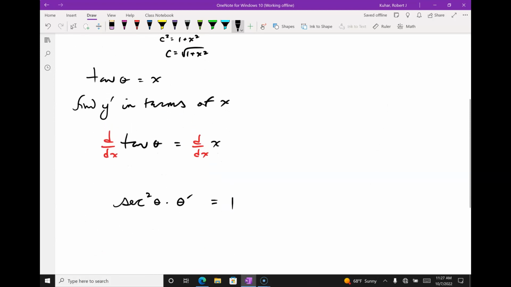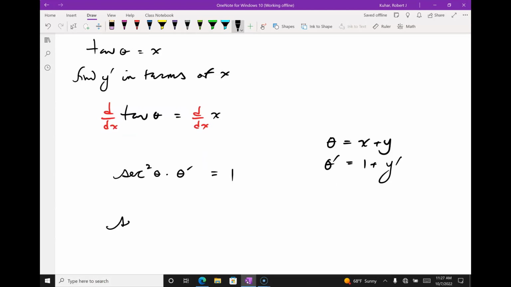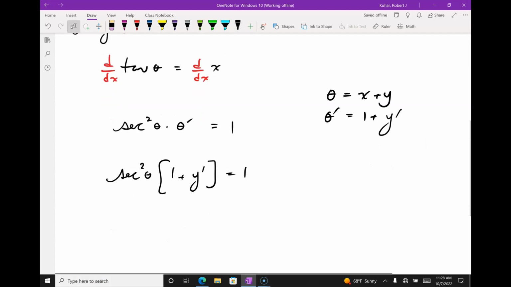What is theta, right? So theta is x plus y. So what's theta prime? 1 plus y prime, right? So now I have secant squared theta times 1 plus y prime is equal to 1. Everybody with me? Nice. I could distribute here, but the easier thing to do is divide. So 1 plus y prime equals 1 over secant squared theta.